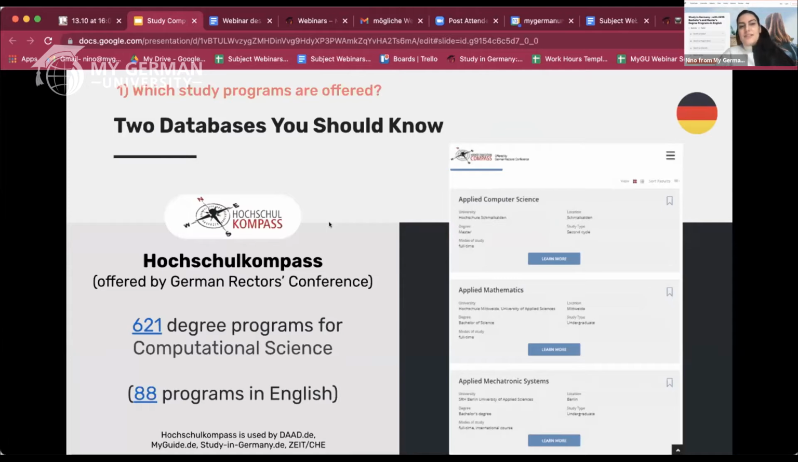Regarding the databases and also regarding finding programs in computational science, what you should know is that there are 2 major databases. The first one is Hochschulkompass, which is offered by the German Rectors Conference. If you go to their page, we will share the link later on in the chat, you can search for programs in computational science or related topics, and there are 621 degree programs. A majority of them are in German, and you can see here we have this division. Only 88 programs are in English. Not only, actually, it's a lot, but yeah, it's 88 programs in English.